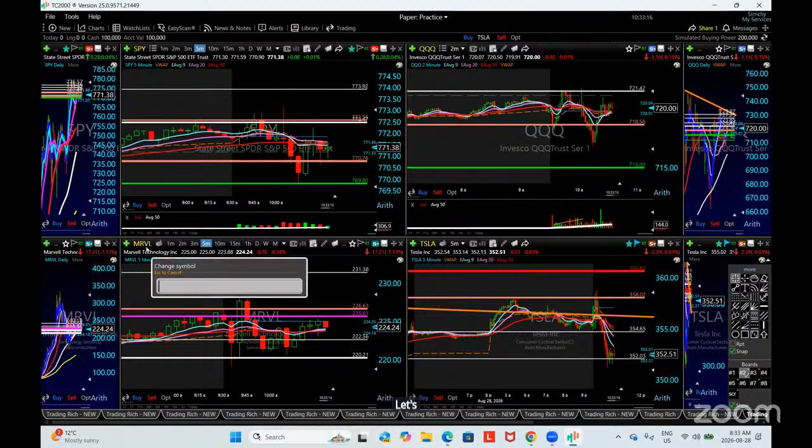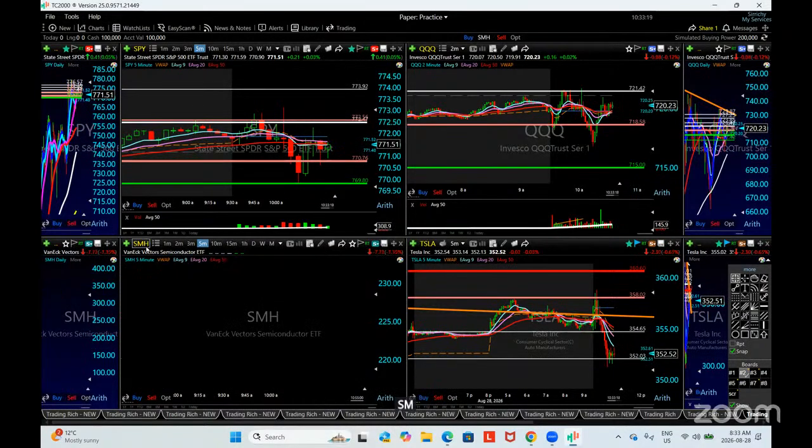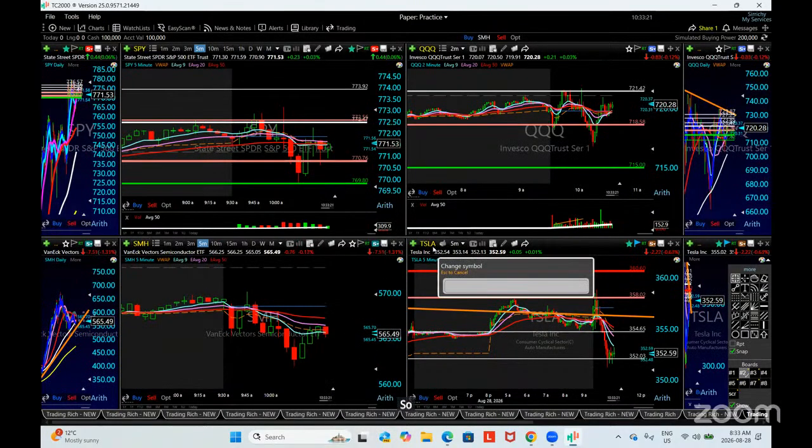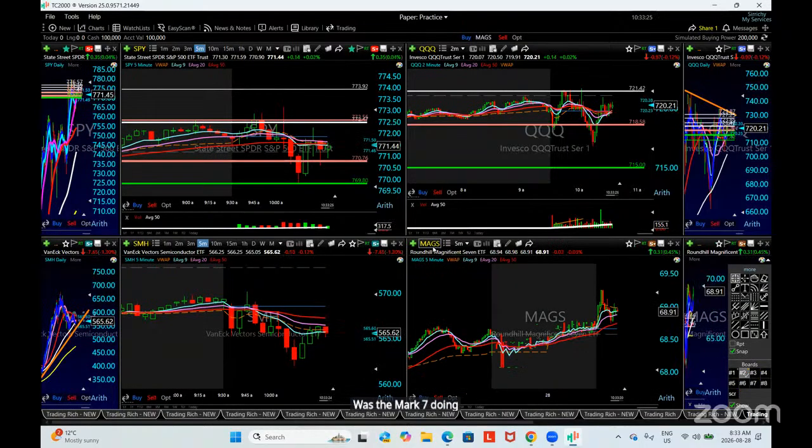Let's look at what the SMH is doing. SMH is down. What's the Mag 7 doing? Mag 7 is also down. So we need these two guys to wake up. I think we go up from here. So what I'm looking to do is open a long trade here. I already took a starter position, 772 calls on SPY, expiring on Monday. Then we'll look to ride it to the upside. Okay.